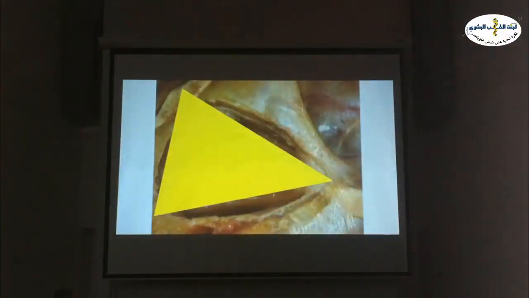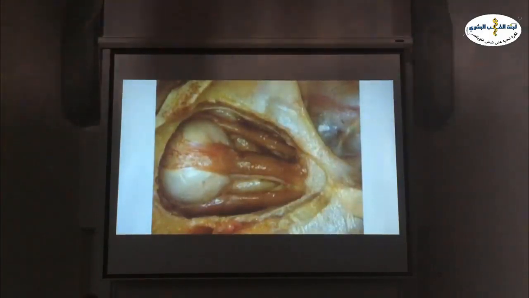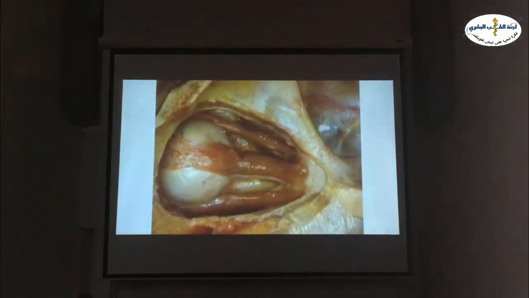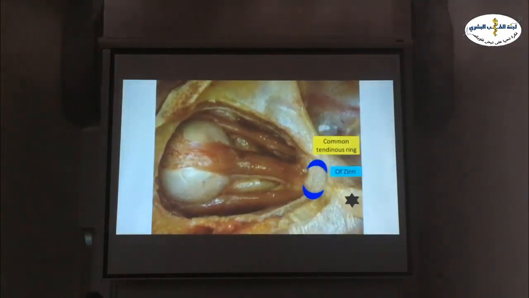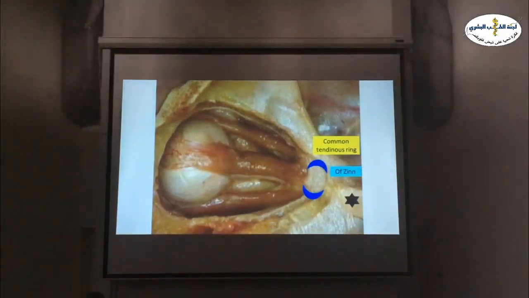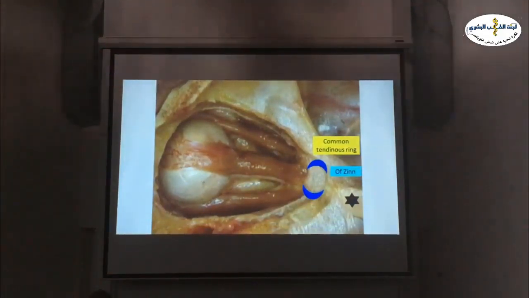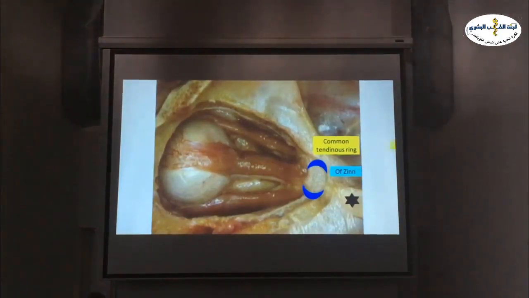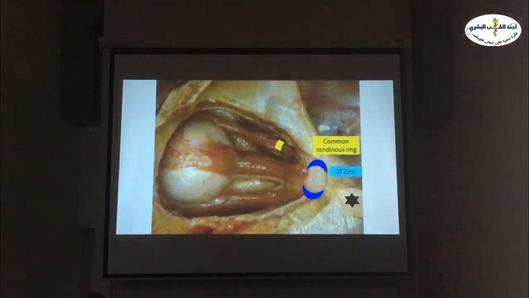If you take the roof of the orbit, you're going to see, here's the eyeball, right? Here is the middle cranial fossa, and this is the optic nerve. You can see this white structure. This is called the common tendinous ring, or ring of Zinn. This is where muscles take origin, and they insert on the eyeball. This muscle is running lateral, and it is straight, therefore it is called lateral rectus.